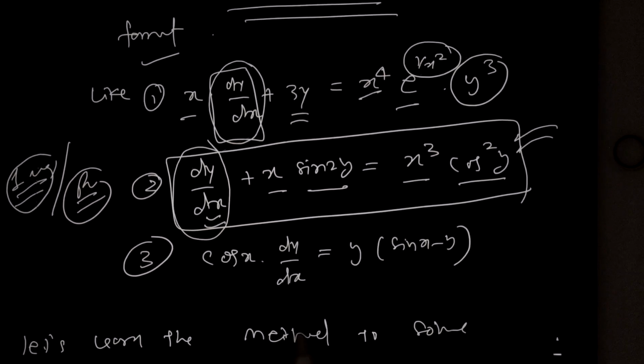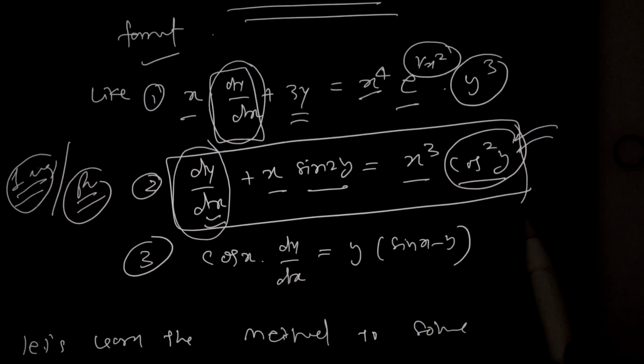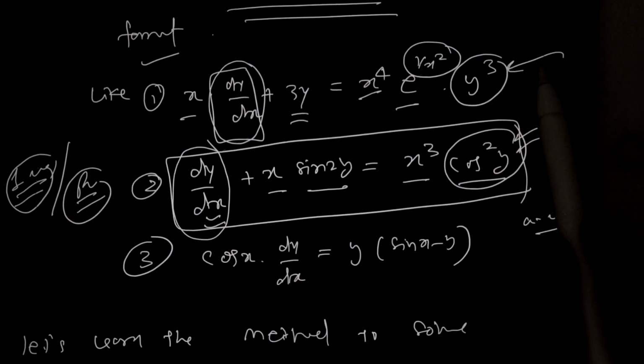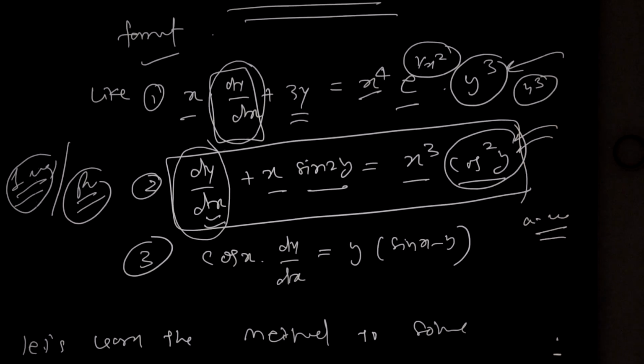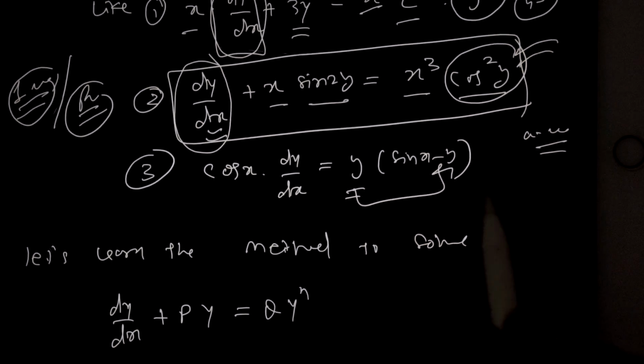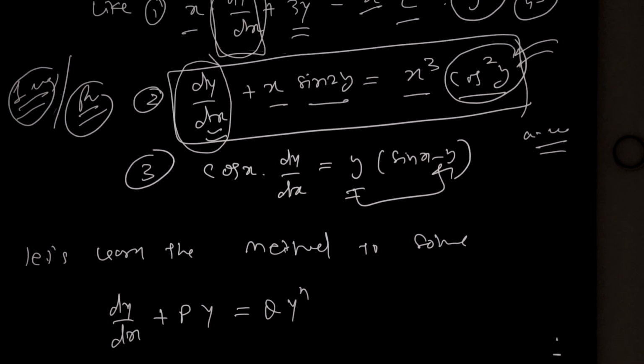Why right now is it not in linear form? Because cos y is multiplied 2 times. Why is this not linear? Because y cubed means y is multiplied. I hope you got it. And here you see this y and this y will be multiplied, so that's why these are not linear. So we have to make them linear. So let's learn the method to solve.